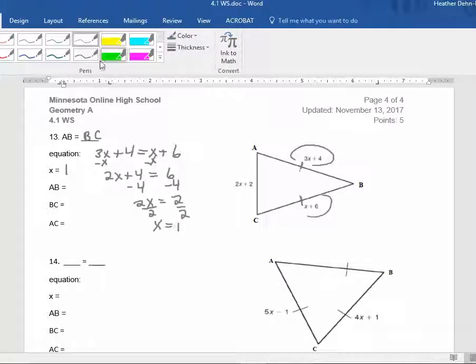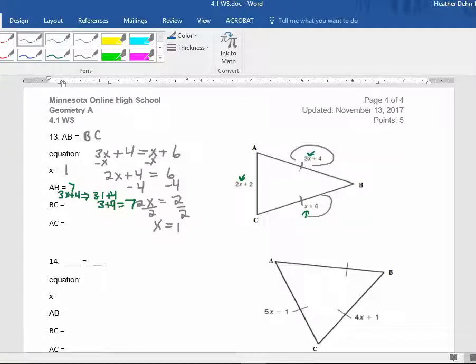Now that I know what x is, I'm going to plug that value in here, here, and here in order to find what each side length is equal to. So for AB, I would take 3x plus 4, but now I know that x is 1, so that's going to be 3 times 1 plus 4, and 3 times 1 is 3, plus 4 is 7. So AB is equal to 7.